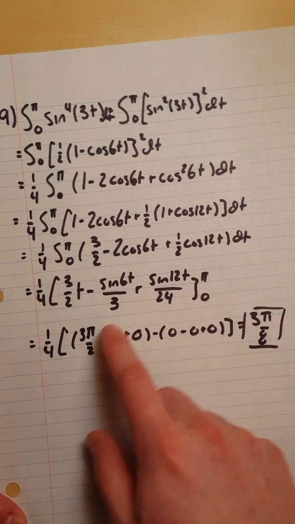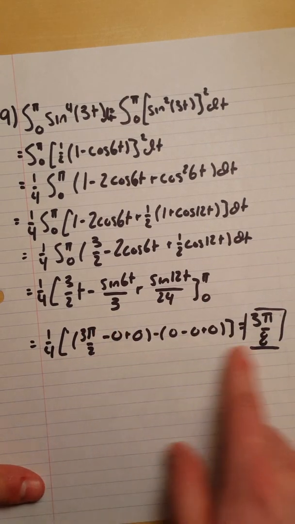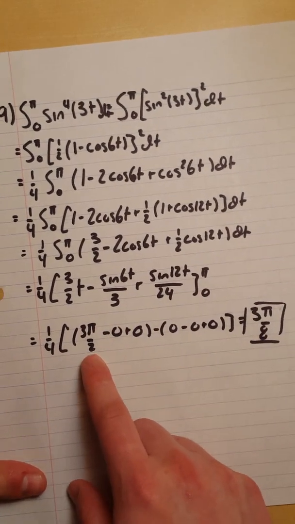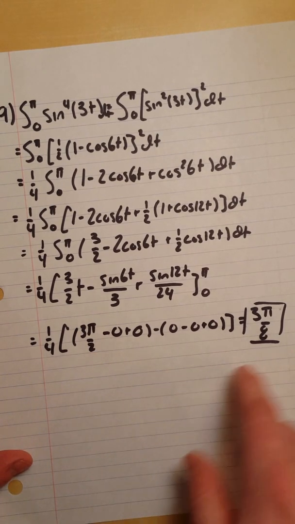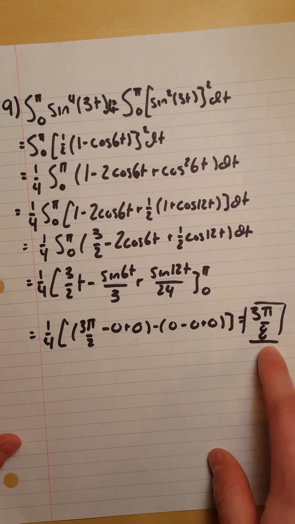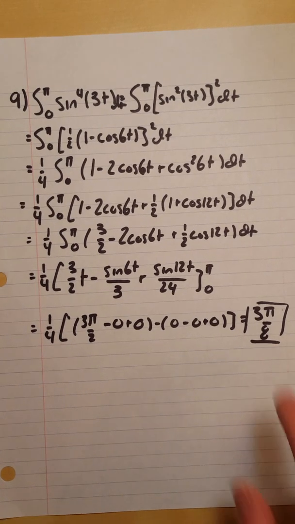So you carry through all these values, you get 1/4 times all these values, which turns out the only one that isn't 0 is 3 pi over 2. So you multiply 1/4 through that, and you end up with 3 pi over 8. So that's how you're going to do these trig substitution integrals.